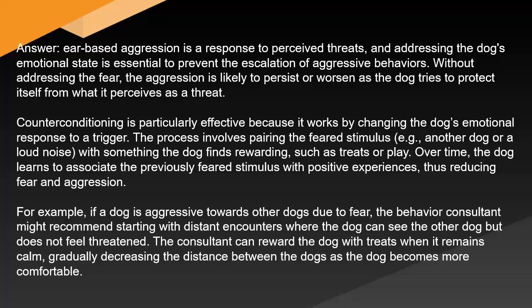Counter-conditioning is particularly effective because it works by changing the dog's emotional response to a trigger. The process involves pairing the feared stimulus, e.g., another dog or a loud noise, with something the dog finds rewarding, such as treats or play. Over time, the dog learns to associate the previously feared stimulus with positive experiences, thus reducing fear and aggression. For example, if a dog is aggressive towards other dogs due to fear, the behavior consultant might recommend starting with distant encounters where the dog can see the other dog but does not feel threatened. The consultant can reward the dog with treats when it remains calm, gradually decreasing the distance between the dogs as the dog becomes more comfortable.